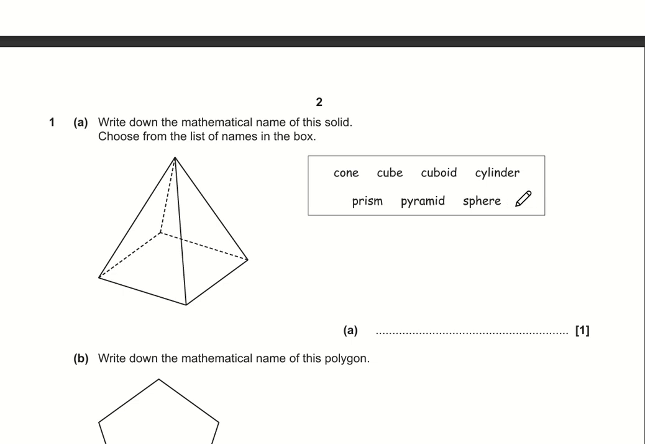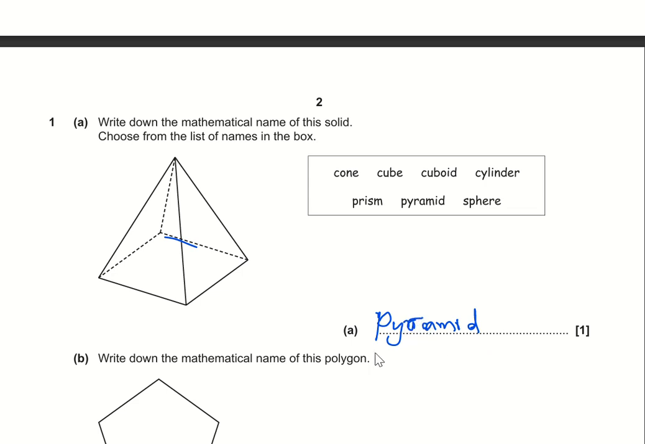So we are given some names in the box. We need to choose one name which is relevant to this solid. This has a square base and four triangles, so that is a pyramid. I'm going to choose the pyramid from the box and write it in this space. Pyramid.